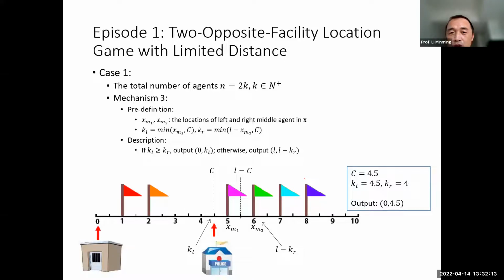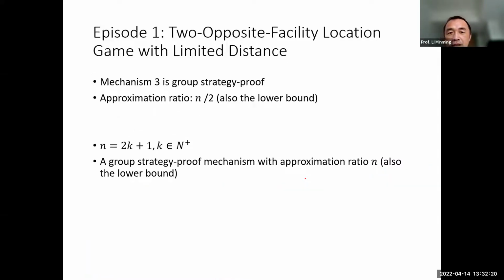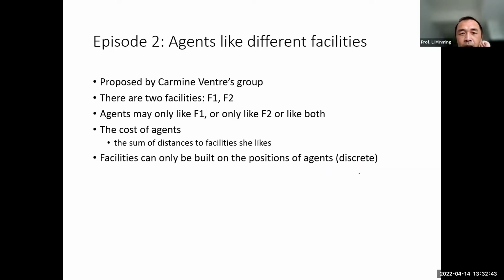All right, and then we managed to prove that for this kind of mechanism, if the number of agents is even, then the ratio is over 2. Okay, and this is also the lower bound. When the number of agents is odd, then the approximation ratio will be n, and this is also the lower bound. So basically, we have matching bounds for the even number and odd number for this distance limited location game. All right. Okay, so this one is a bit short, right?